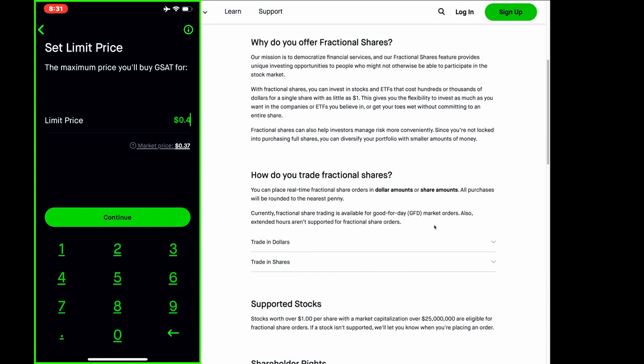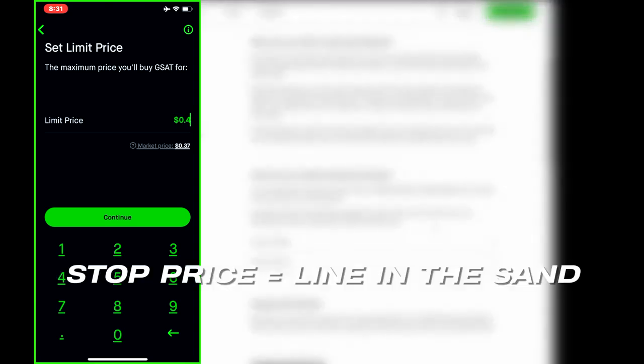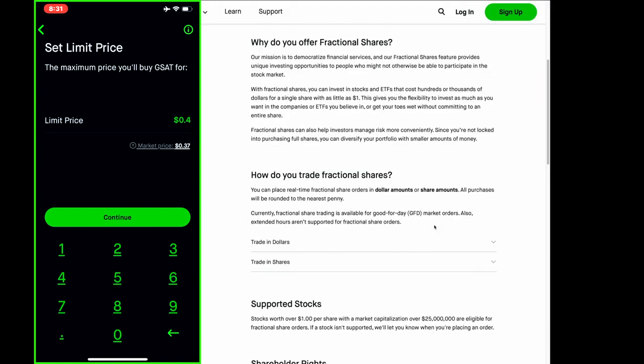But if it does make it there during the day, intraday, it will then trigger the stop price, the line in the sand. And then if price stays at 40 cents or comes below that, it will put me in and buy at that price. But it will not buy me at anything higher than 40 cents because I don't want to pay up for it. I want to pay 40 cents or less, but only if it's got momentum. That's how you would do that type of order.